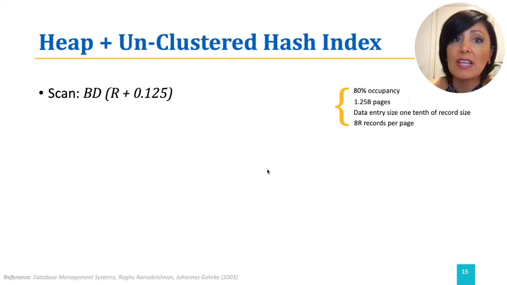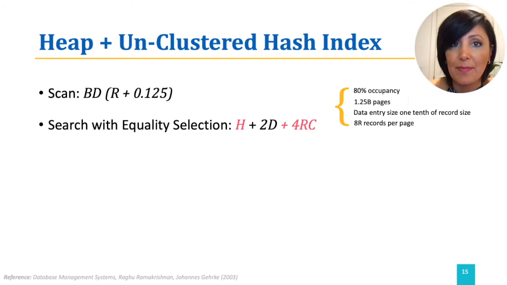For a search with equality selection, the cost of identifying the page that has the data entry is the cost of applying the hash function, which is H. Remember, we assume that we do not have additional linked buckets. So accessing the corresponding page will only cost D.